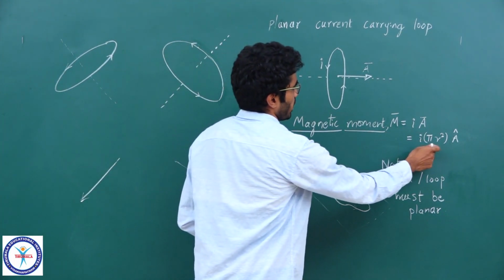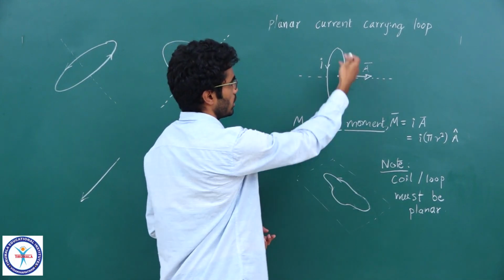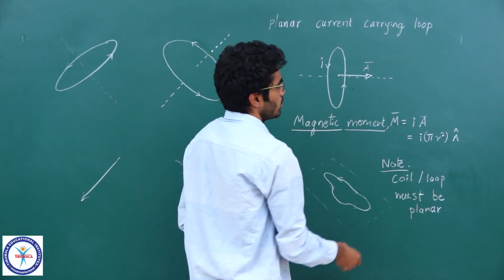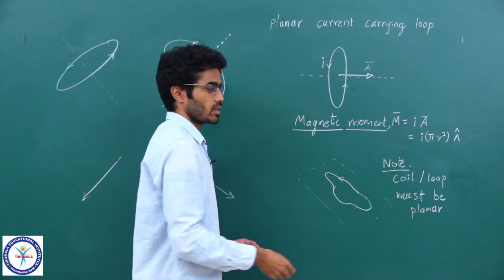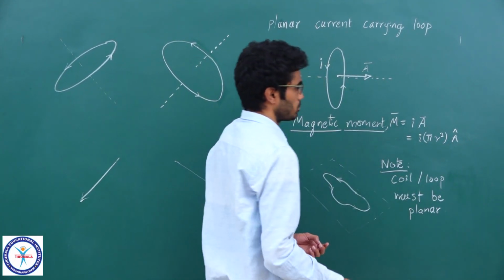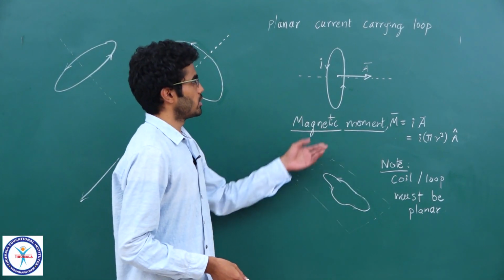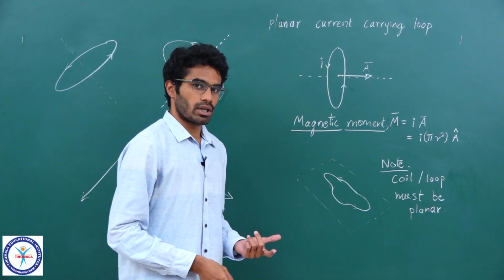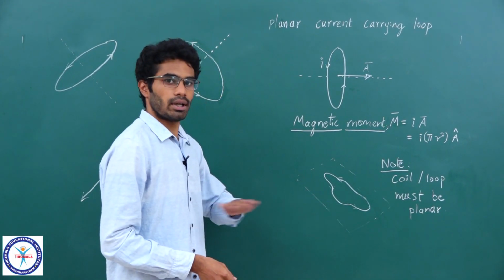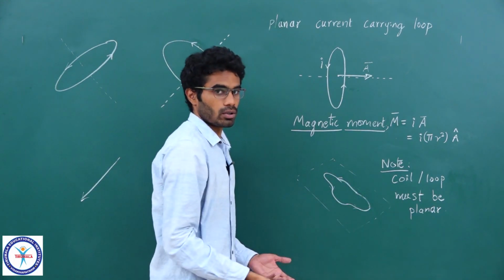The area is pi r square because it is a circular ring. So, the magnetic moment is the current into pi r square into A cap, which gives the direction as a unit vector. One thing you need to note here is that the coil must be planar. It may be irregular in shape, but it should be in a plane. So, if this is the plane, the coil can be irregular also.